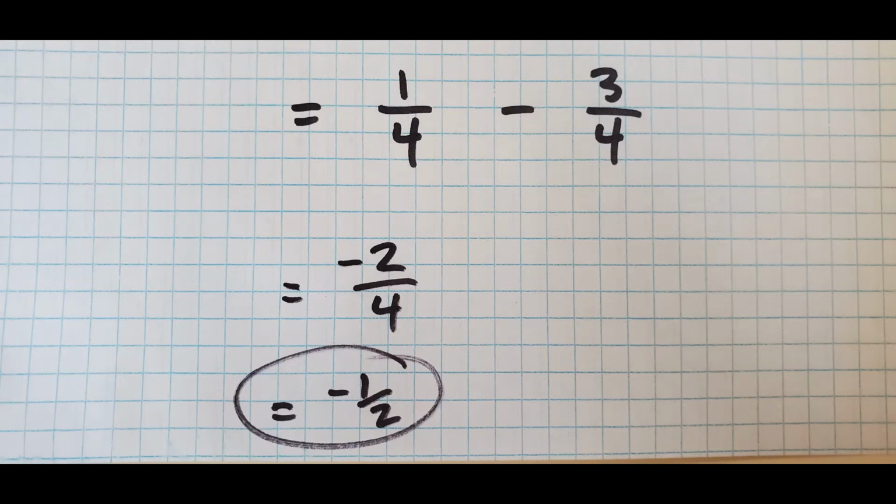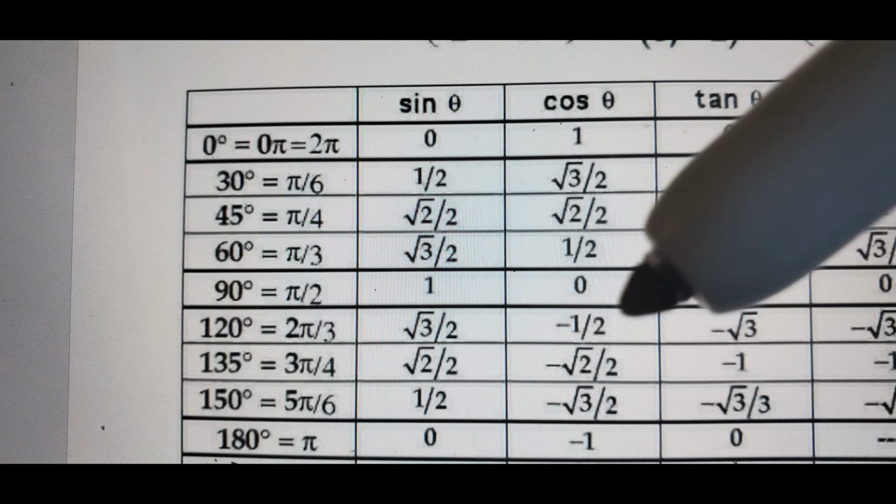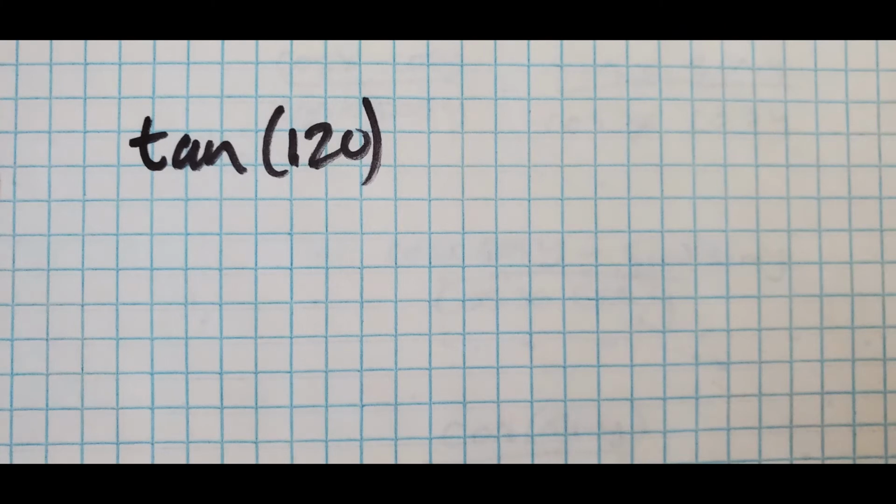And if you didn't believe me, you just look up cosine of 120. Cosine of 120 is negative 1/2, just like we got. So, yay, math works. Okay. Let's look up our last one on that little part. It's tangent of 120, I'm sorry, not cosine.